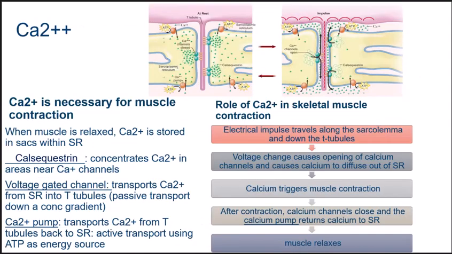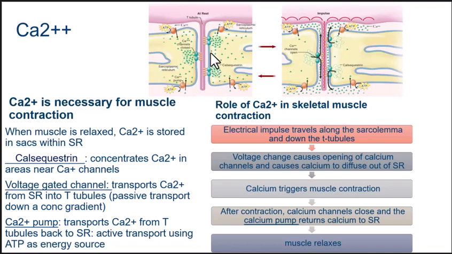We know that calcium is required for a muscle contraction, but how exactly does it cause a muscle contraction? When the muscle is relaxed, calcium is just going to be stored in sacs found within the sarcoplasmic reticulum. So to orient yourself in this image, we have parts, or sacs, of the sarcoplasmic reticulum here, and we have the T-tubule extending in between them. So this would be a triad.